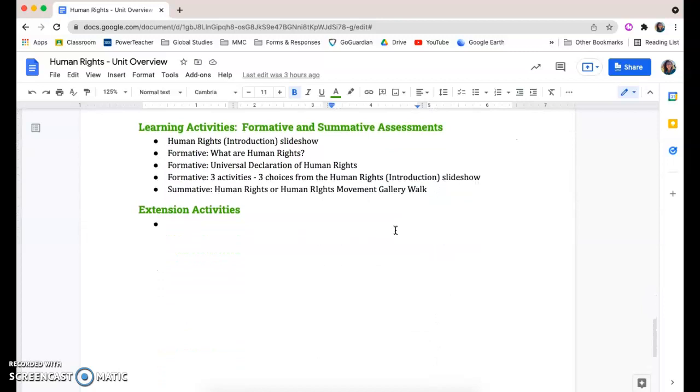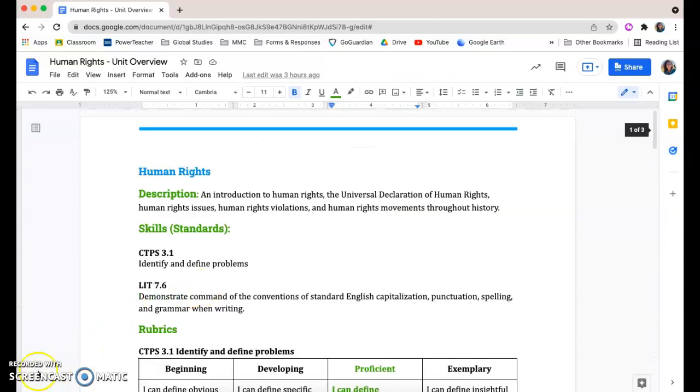The learning activities that we are going to do in this unit are going to be based in the Human Rights Introduction slideshow. We have a couple formatives: What are human rights? and The Universal Declaration of Human Rights, so something to do with each of those. And then you have 3 other activities that you will choose from a selection, and you need to do at least 3. And then we will end with a gallery walk that is looking at human rights or human rights movements. That will be up to you. But that is our introductory unit on human rights.